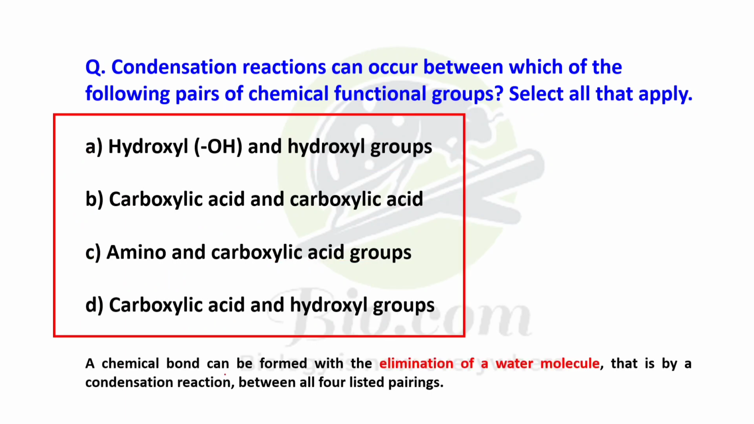So a chemical bond can be formed with the elimination of water molecule. So that is by a condensation reaction between all four listed pairing. यानी जितने भी यहाँ पे चारों ऑप्शन हैं उन सब में ही क्या बन सकता है? कंडेंसेशन रिएक्शन हो सकता है through the elimination of a water molecule from them. So all of the above mentioned options are correct.